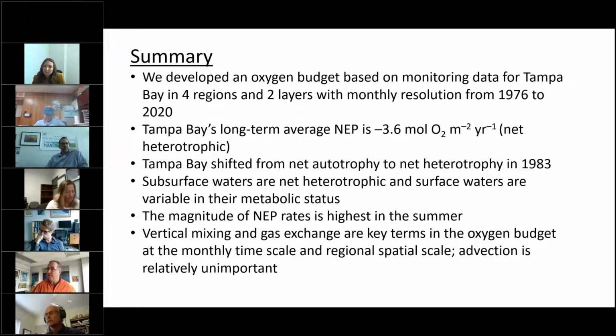Tampa Bay has shifted from being net autotrophic from the mid 70s to the mid 80s to net heterotrophy in the mid 80s, and it's been that way since then. Subsurface waters are net heterotrophic, and surface waters are variable in their metabolic status. The magnitude of NEP rates is highest in the summer, and vertical mixing and gas exchange are key terms in the oxygen budget at the timescales that we looked at. Advection, surprisingly, is not important.